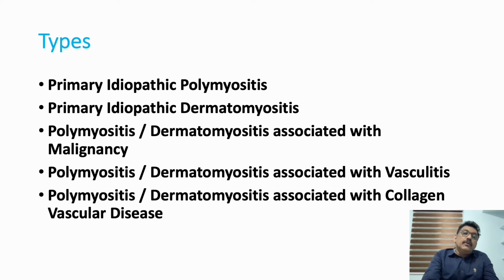Basically they are divided into only 2, primary and secondary. Primary is without any reason. Secondary you can see in malignancies, vasculitis and collagen vascular disease.